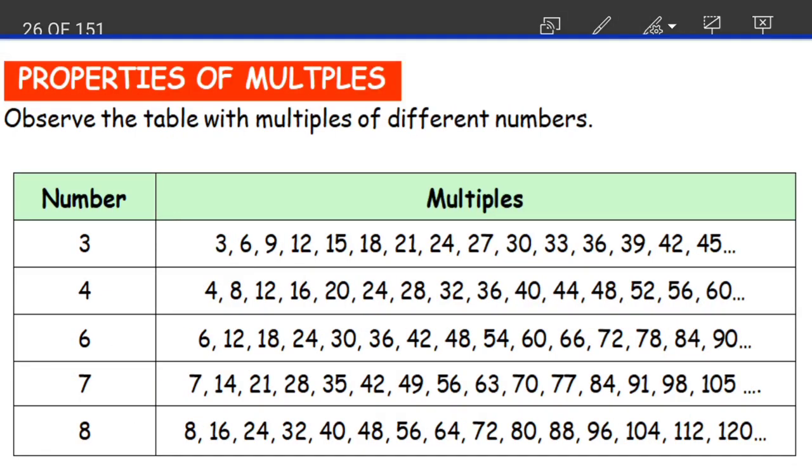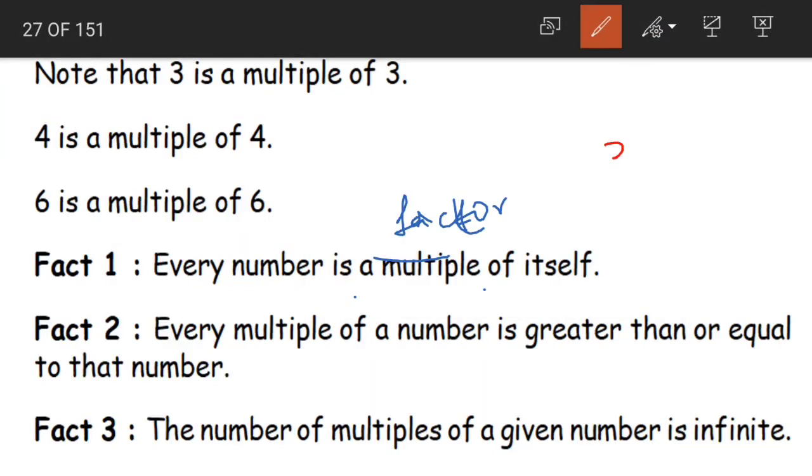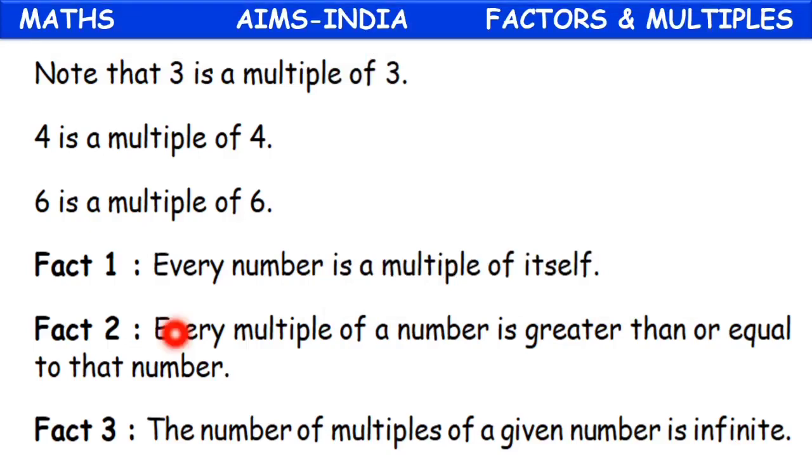Why? Because, see children, how do we find out the multiple? Let us say we have the number 3. How will we find out the multiple? We will multiply it with another number and get the multiple. Yes or no? So whenever we are multiplying a number with another number, the product is always greater than or equal to. Yes, the value will be increased. So that is why a multiple is always greater than or equal to that number.